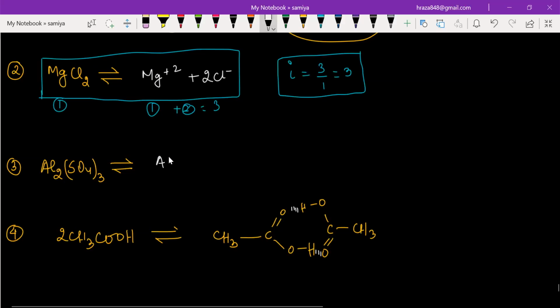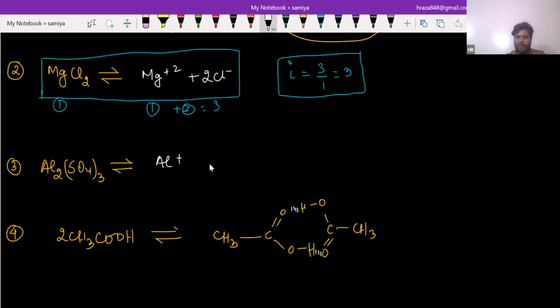Again, Al2(SO4)3 changes into Al plus 3 and SO4 minus 2. But you have to make it balance. So for balancing, 3 SO4, so multiplying it by 3, Al2 multiplying it by 2. Now it is balanced. Now see, after dissociation, it becomes 2 plus 3 particles, that is 5. And before dissociation, it is only 1. So i is equal to 5 upon 1. That means i is equal to 5.